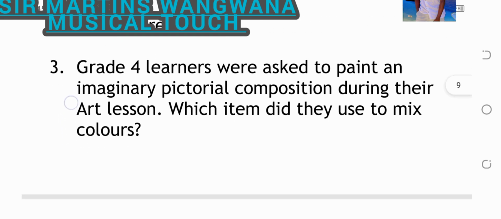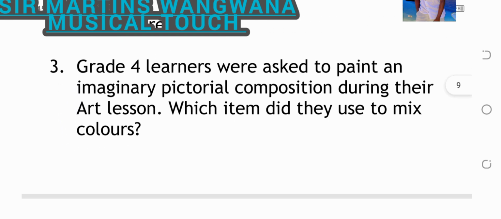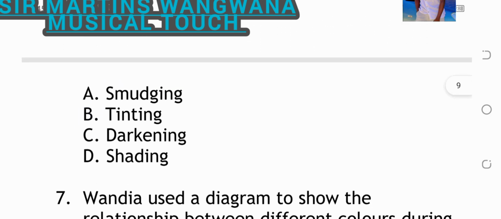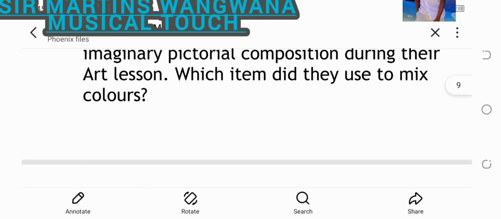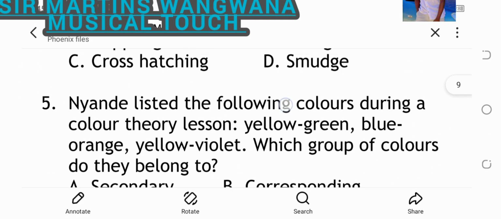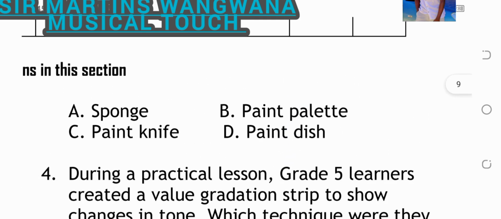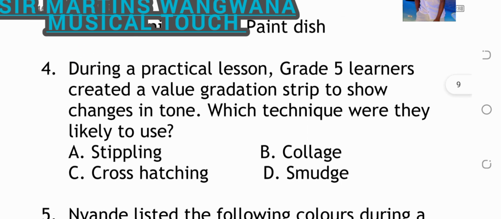Then number 3 says, grade 4 learners were asked to paint an imaginary pictorial composition during their art lesson. Which item did they use to mix the colors? The question's answers are here. We have a sponge, paint palette, paint knife, and paint dish. The correct answer there will be B, paint palette.